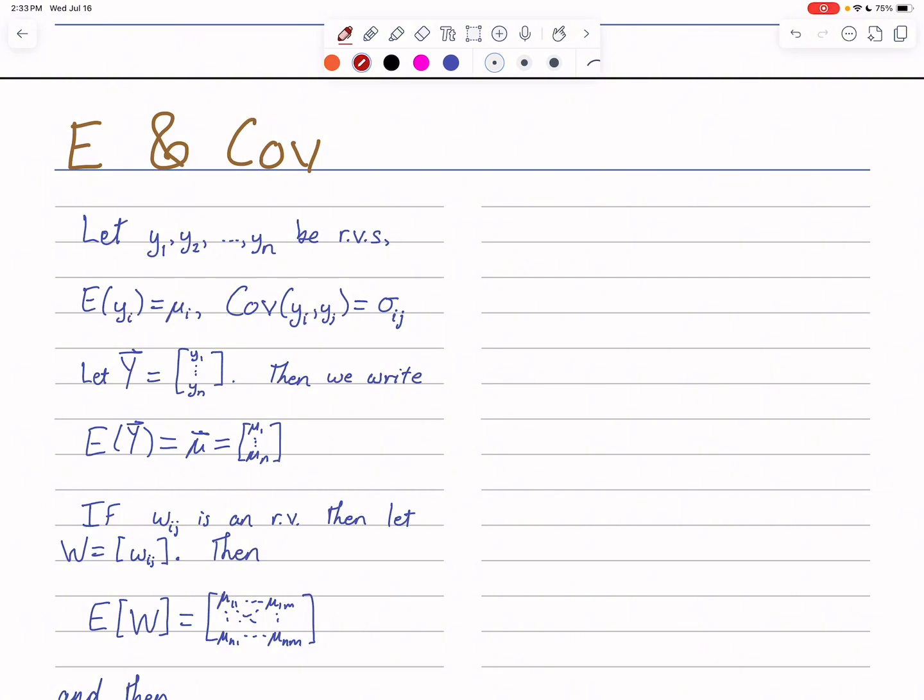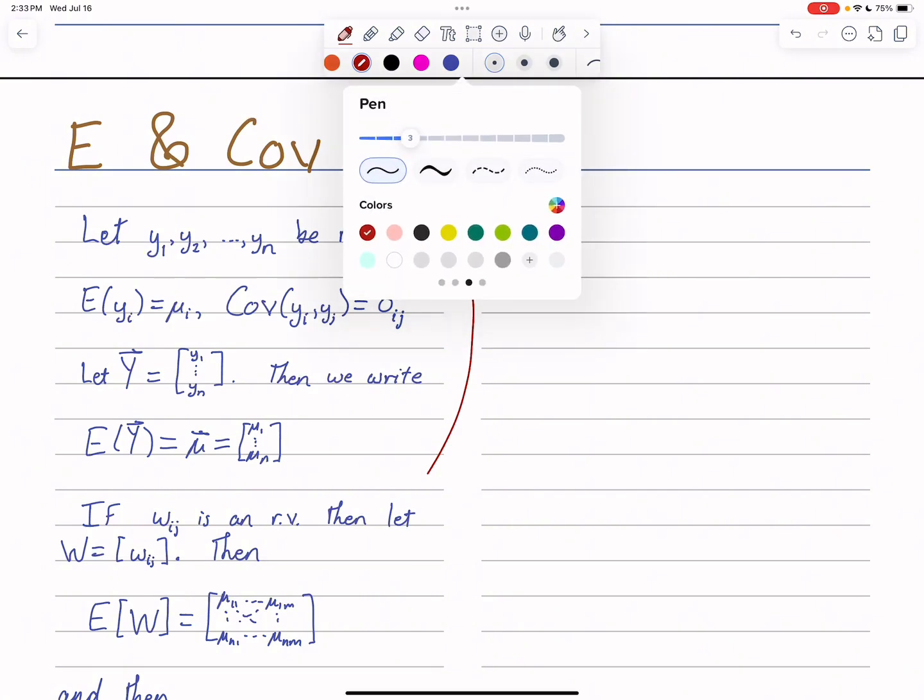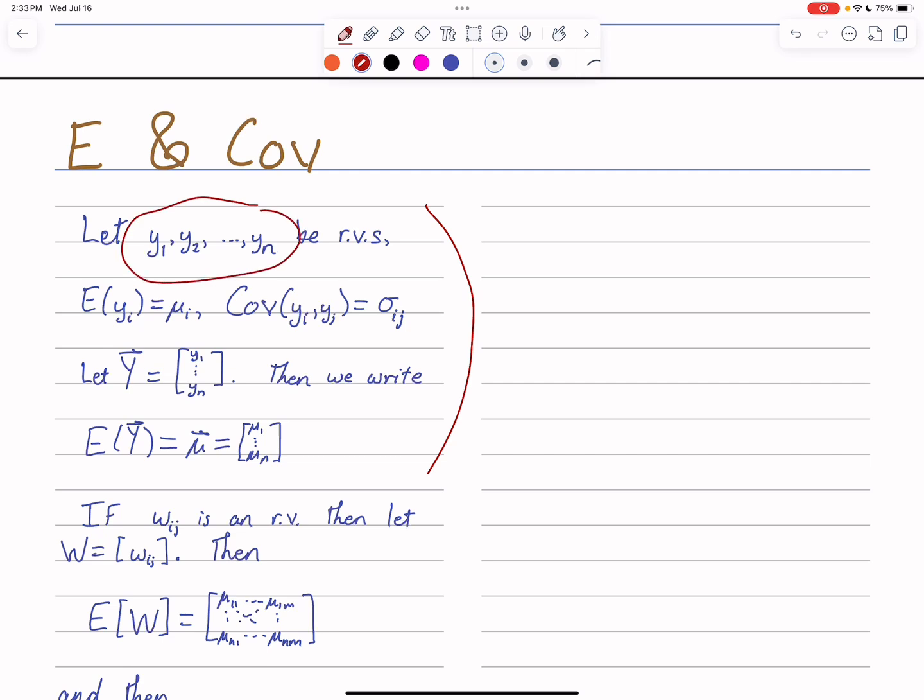So to get started, let's introduce the notion of vectors and matrices where the components are no longer real numbers or even complex numbers, but instead they are random variables. Suppose that we have these n random variables. We'll call them y1 through yn. We will suppose that the ith random variable has mean equal to mu sub i. So we're just setting up some notation here.